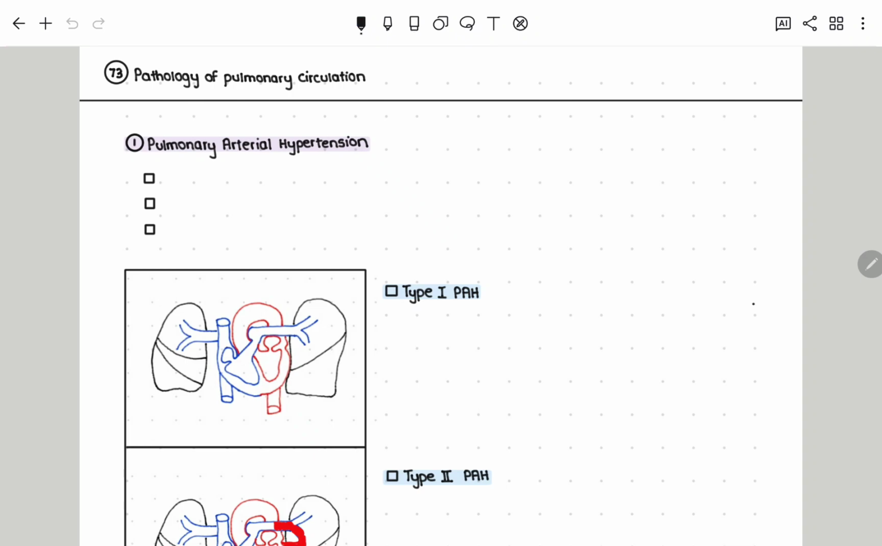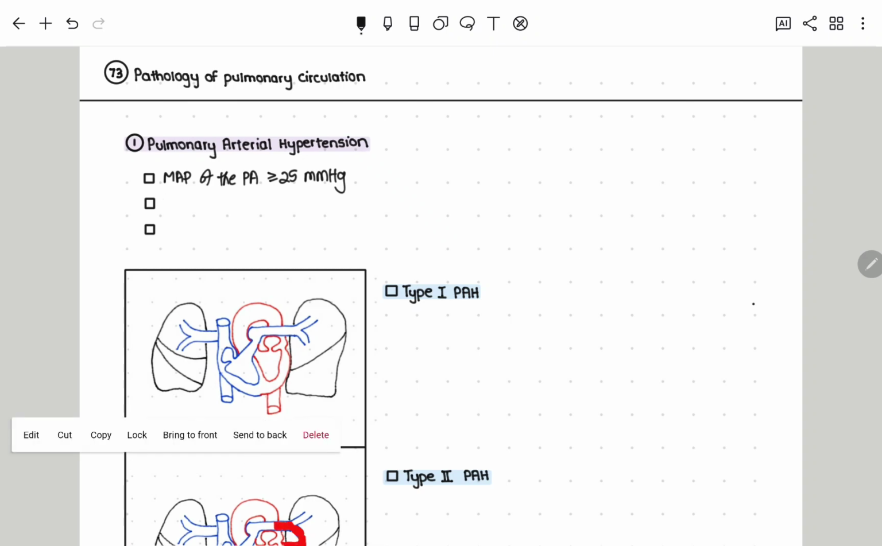So the first pathology we're going to discuss is pulmonary arterial hypertension. So PAH, or pulmonary arterial hypertension, is basically defined as a pulmonary mean arterial pressure of greater than or equal to 25. So the mean arterial pressure of the pulmonary artery being greater than or equal to 25 millimeters of mercury is defined as pulmonary arterial hypertension.